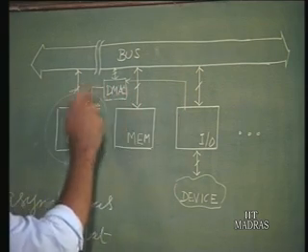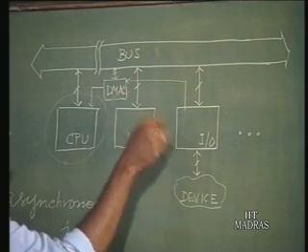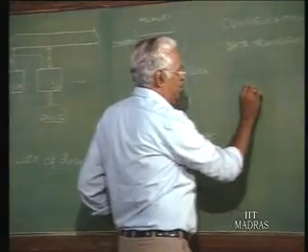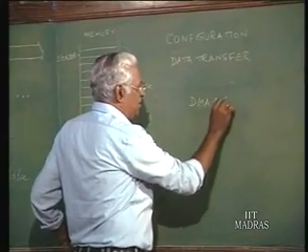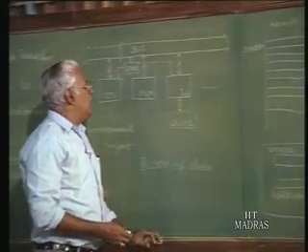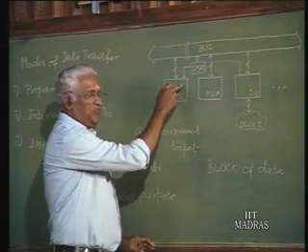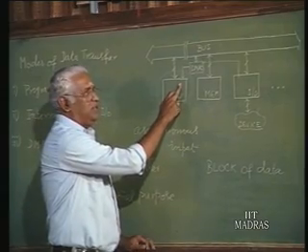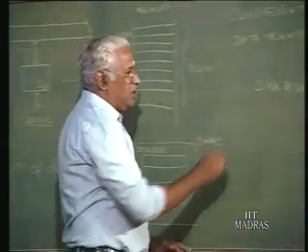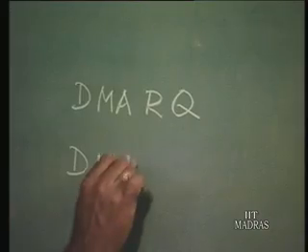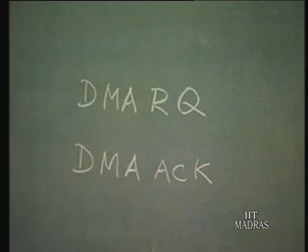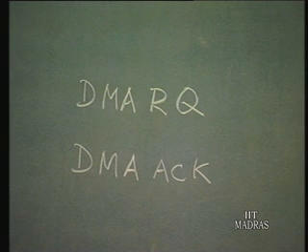Generally, the signal that goes to the DMA controller from the device is called a DMA request. The DMA request is a signal which is an input to the CPU. Finally, it will have to go to the CPU, and in response to that, the CPU will generate what is known as an acknowledge signal, that is a DMA acknowledge signal.